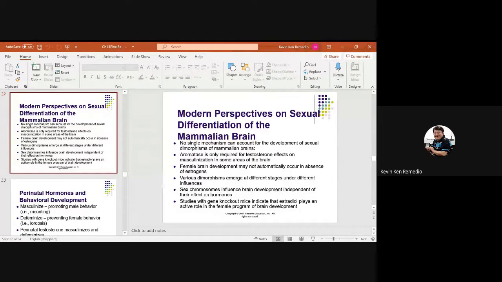Okay, various dimorphisms have also been found to emerge at different stages under different influences. Okay, sex chromosomes influence brain development independent of their effect on hormones. And lastly, studies with gene knockout on mice indicate that estradiol plays an active role in the female program of brain development. Okay?